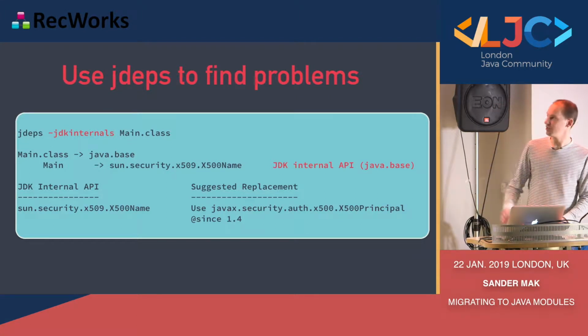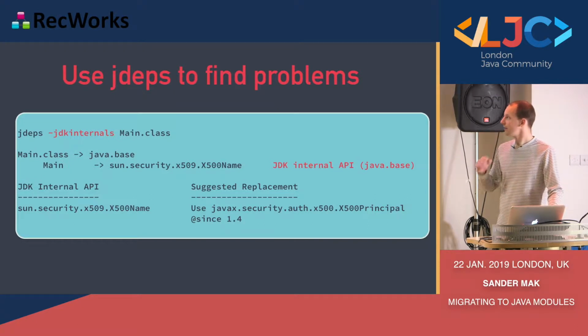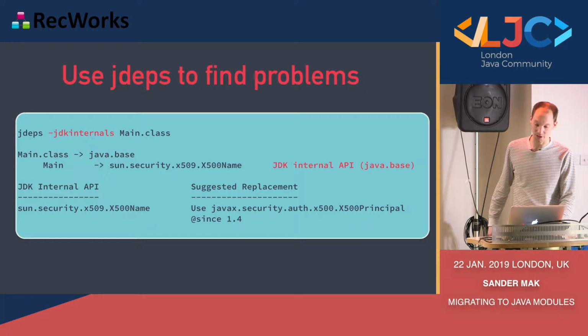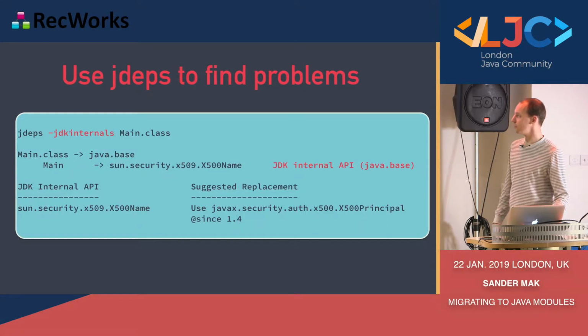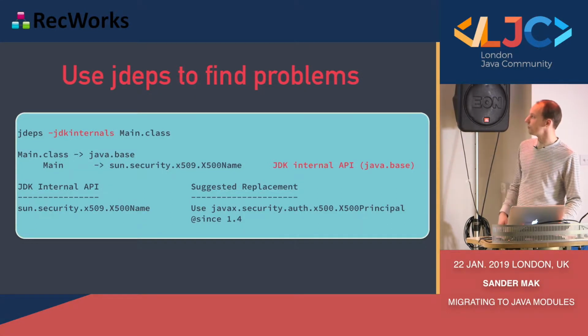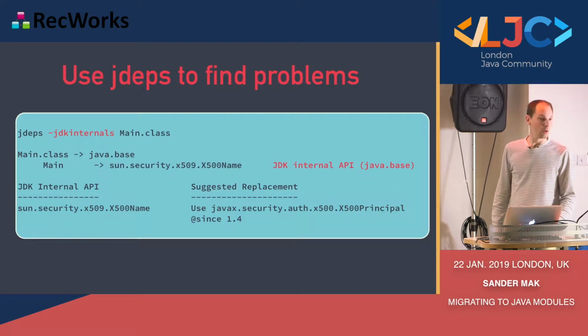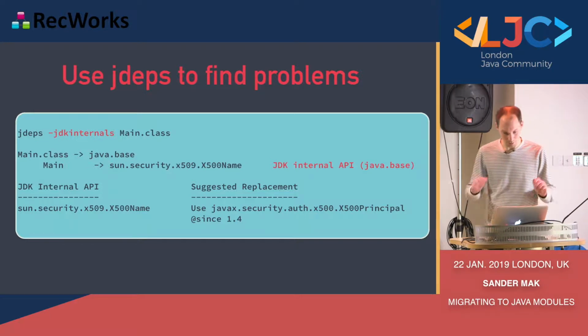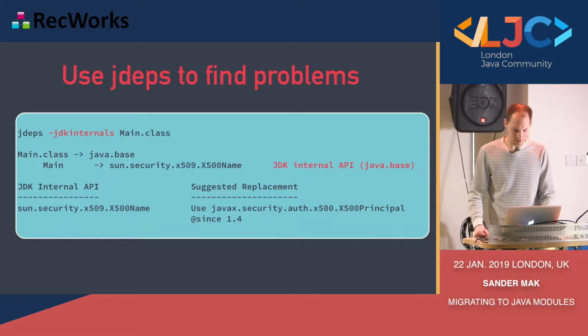We can also pass the jdeps JDK internals flag. And what it will tell us is it will scan our main class, and it will tell us, okay, this X500 name that you use from the Sun Security X509 package, don't do that. Instead, please use the suggested replacement, which is the one in the Java X Security of X500 package, which, by the way, has been there since Java 1.4, right? So maybe it's time to update your code.